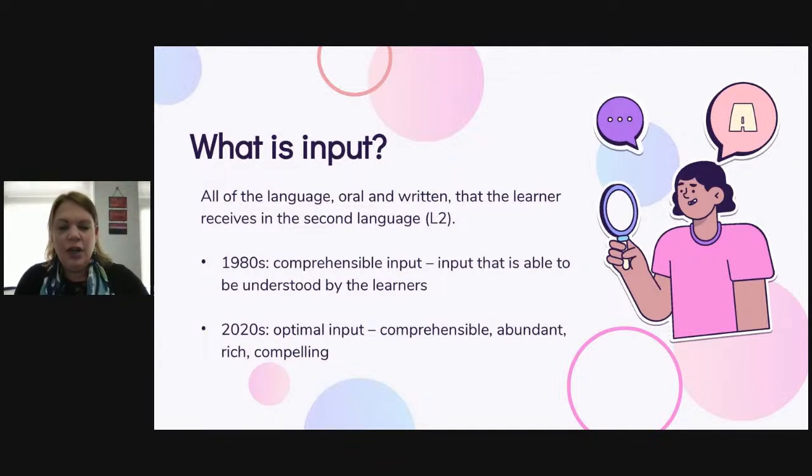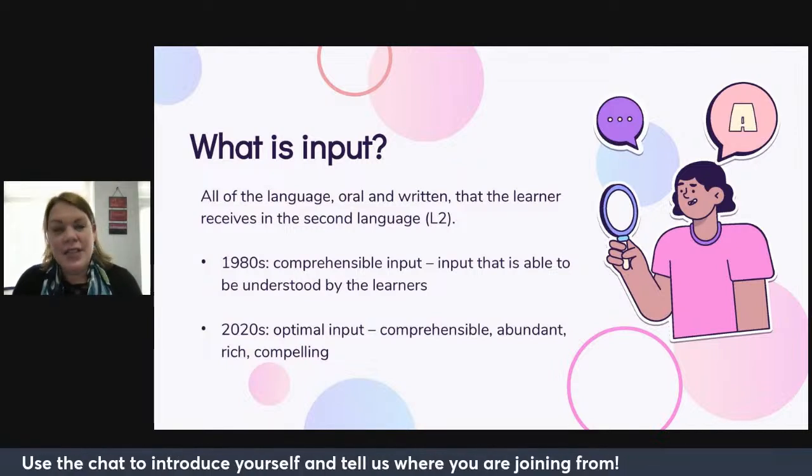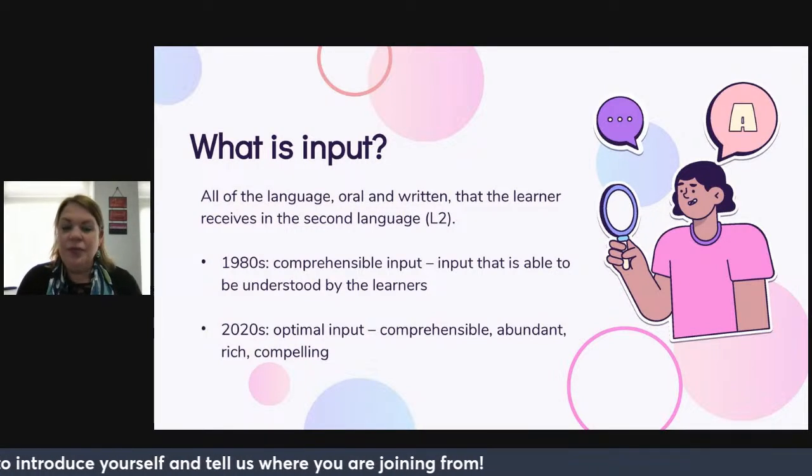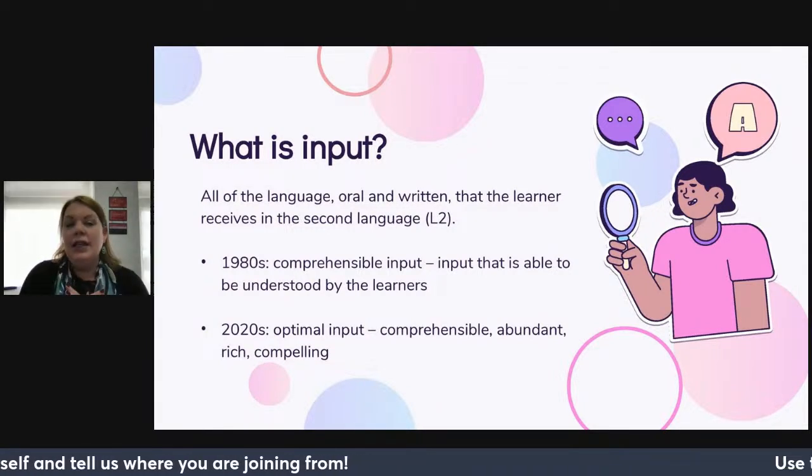What is input? Input can be defined as all of the language, oral and written, that the learner receives in the second language. From now on, we're going to refer to the second language as the L2, okay? We know about input since the beginning of the 1980s. There have been scientific studies now for almost 50 years on input.